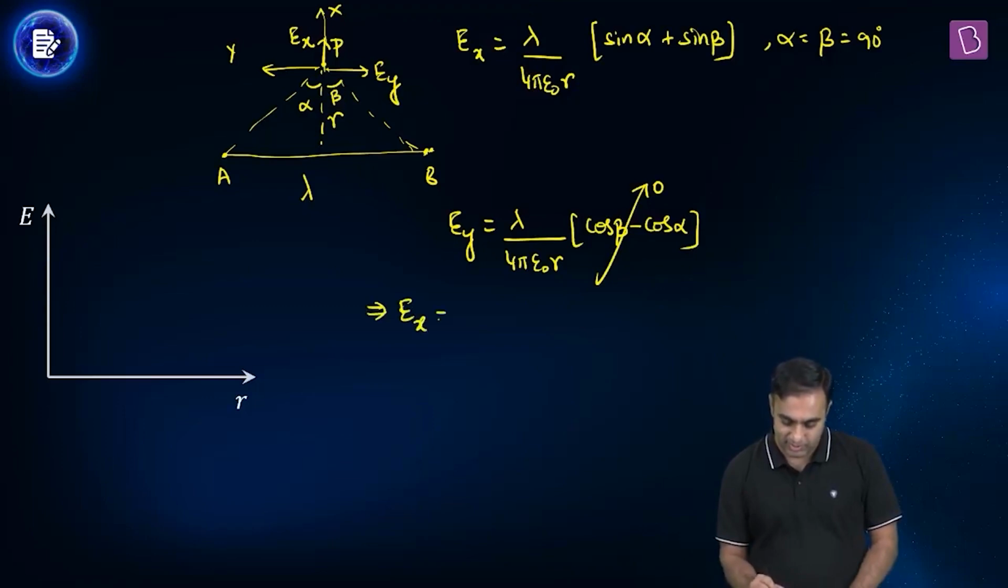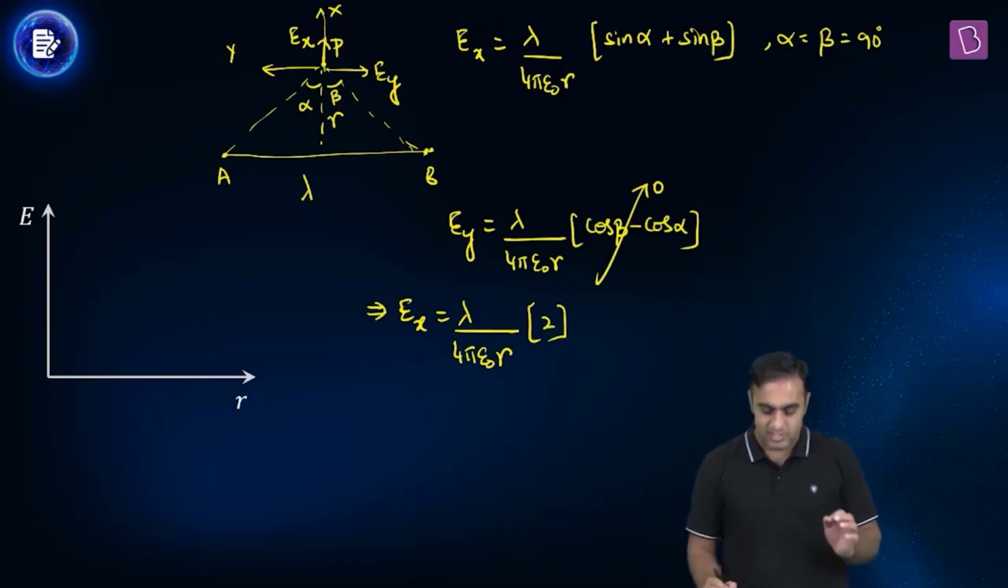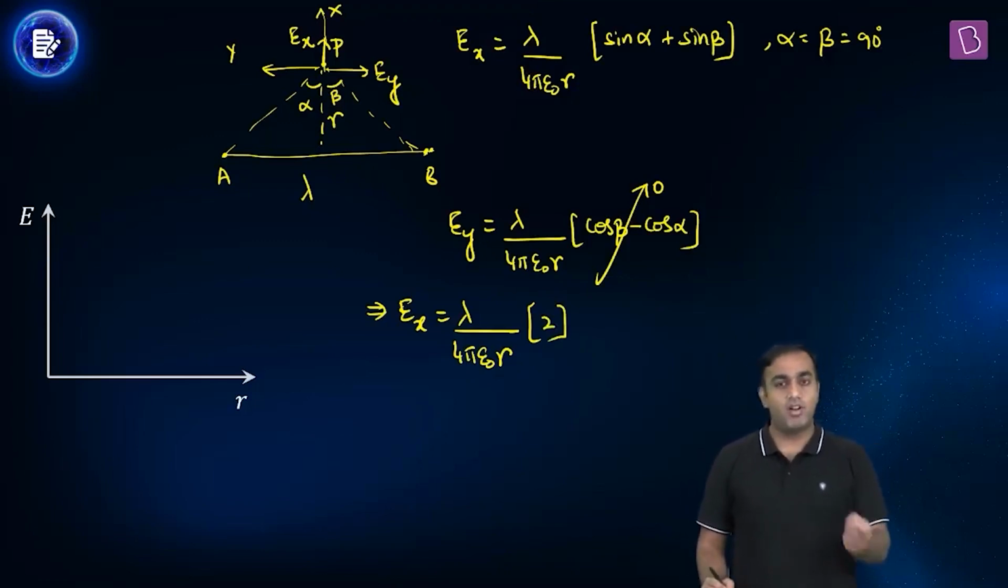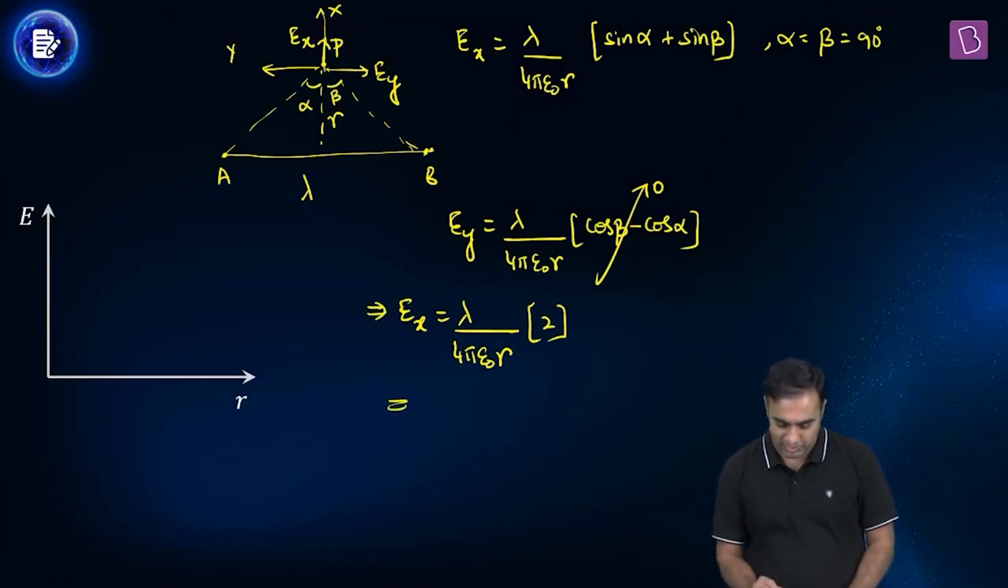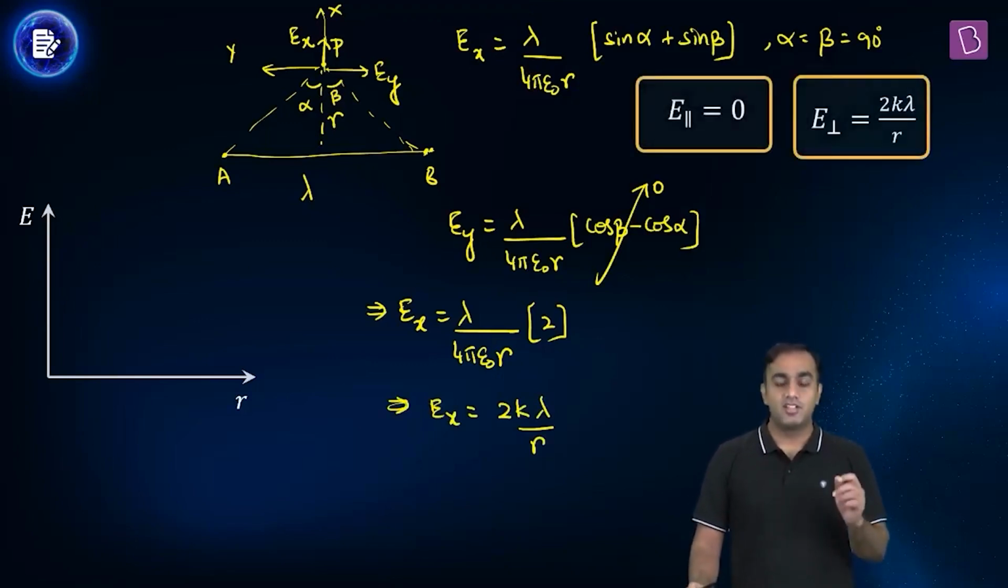Ex will be lambda divided by 4 pi epsilon naught r into sine 90 degree plus sine 90 degree, which is going to give you 2. This is the dependence of Ex on r. Let me write it as Ex equals 2k lambda by r. So what's the conclusion? There is no y component of the electric field, but the x component turns out to be 2k lambda by r.